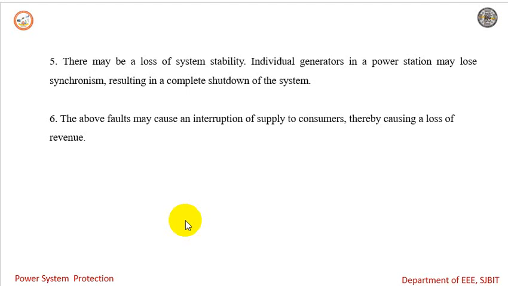And all these faults may cause interruption to the supply to the consumer. So this is one of the major factors. Any fault that occurs in the power system finally affects the consumers, thereby causing loss of revenue to the power supply companies. So these are the effects of the faults that occur on the power system.